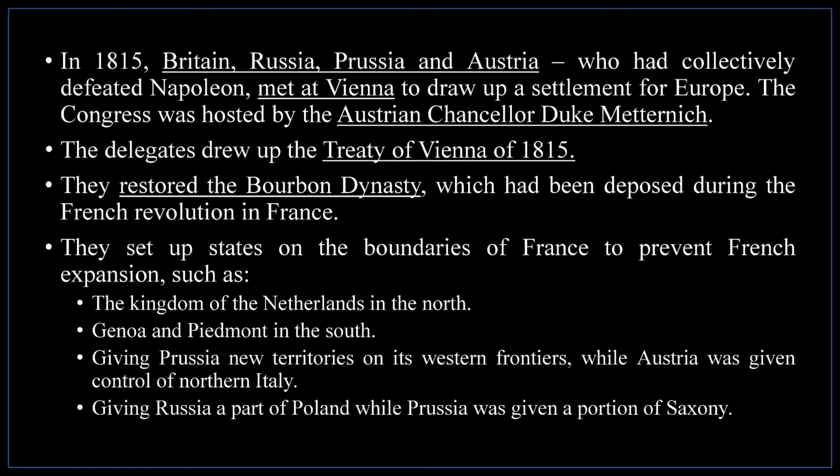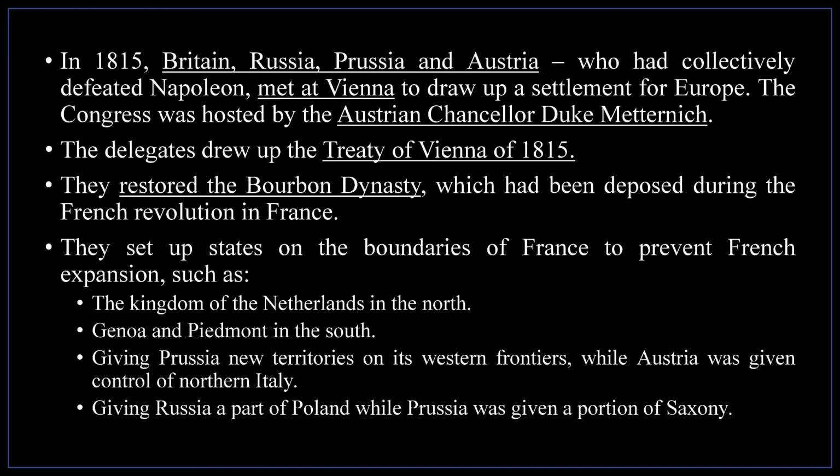In 1815, Britain, Russia, Prussia and Austria, who had collectively defeated Napoleon, met at Vienna to draw up a settlement for Europe. This congress was hosted by the Austrian Chancellor, whose name was Duke Metternich. The delegates drew up the Treaty of Vienna of 1815, and this had the objective of undoing most of the changes that had come about in Europe during the Napoleonic Wars.